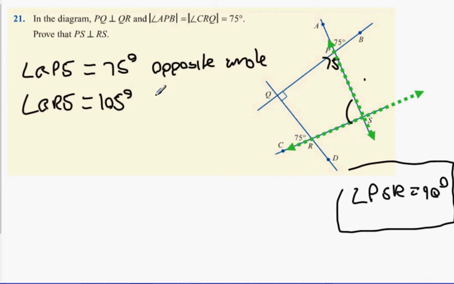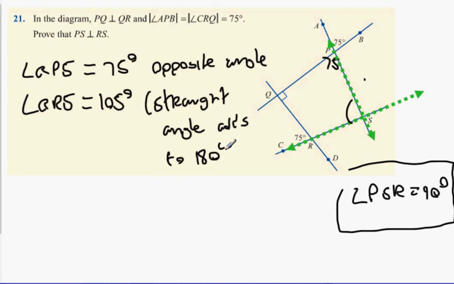105 degrees. The reason being is, straight angle adds up to 180. How do you answer straight angle? Because it doesn't change direction. And sorry, what I mean by it doesn't change direction is the line stays the same direction.